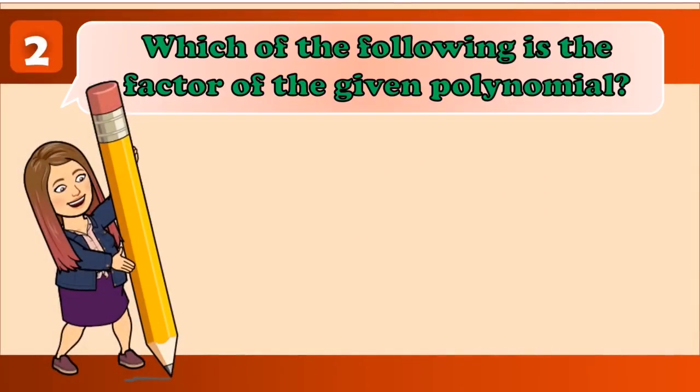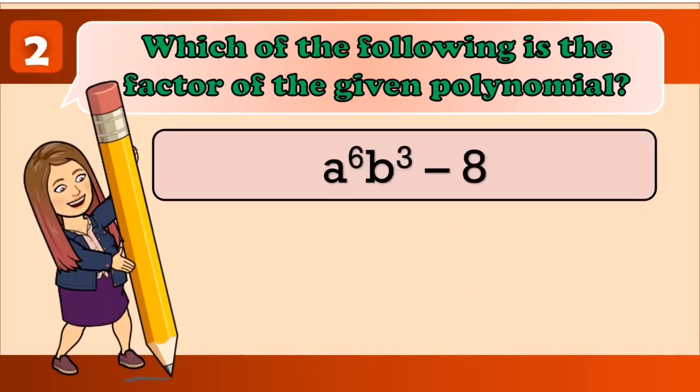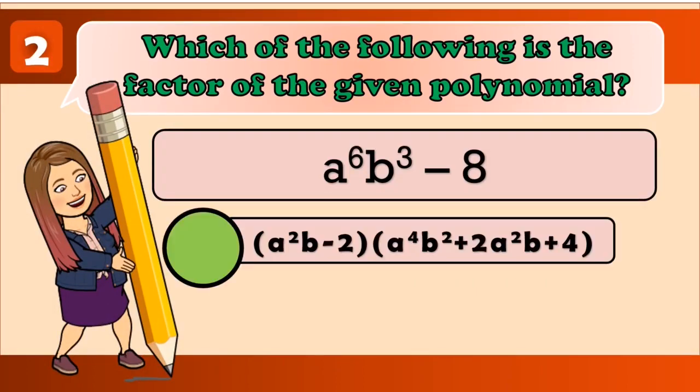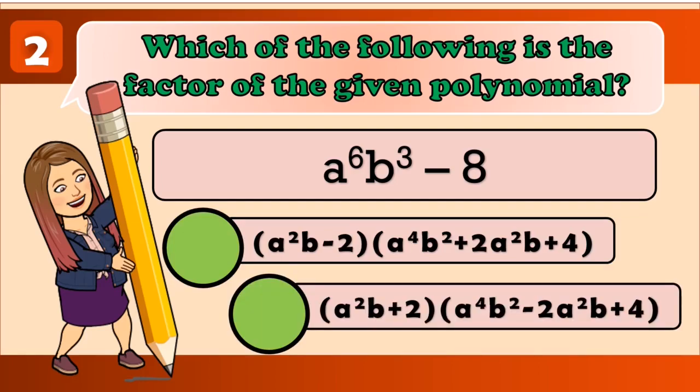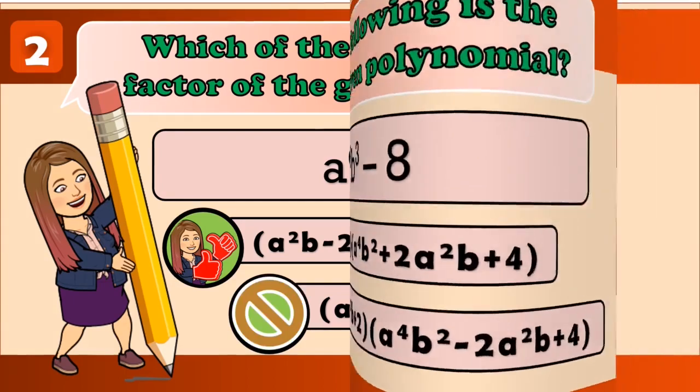Which of the following is the factor of the given polynomial, a to the power of 6 b cubed minus 8? You are given two choices again. Try it on your own. Pause. Do you have the answer? Yes. The answer is a squared b minus 2 times the quantity of a to the power of 4 b squared plus 2a squared b plus 4.